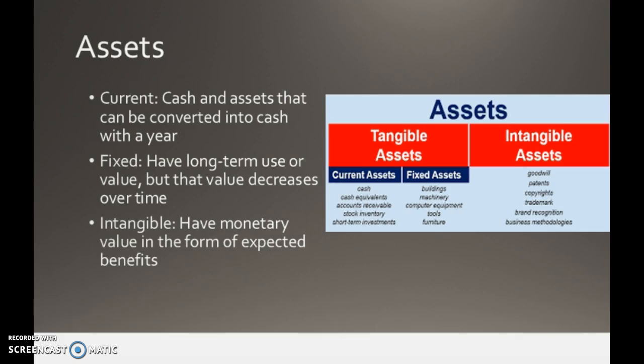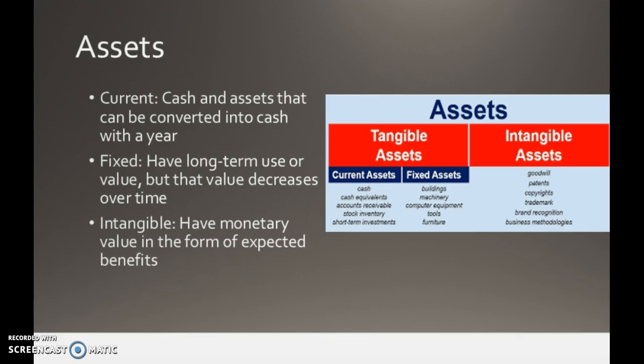From an accounting standpoint, many companies have three types of assets: current, fixed, and intangible. Current assets include cash and assets that can be converted into cash within a year. The act of converting something into cash is called liquidating. From most liquid to least, current assets might be ordered as cash, marketable securities, and merchandise inventory. Fixed assets have long-term use or value, such as land, buildings, or equipment. As buildings and equipment wear out or become obsolete, their value decreases.